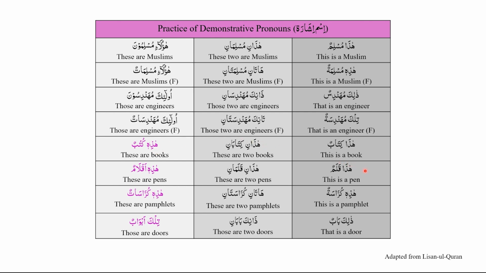Haza qalamun. This is a pen. Hazani qalamani. These are two pens. Hazihi aqlamun. These are pens. Hazihi kurrasatun. This is a pamphlet. Hatani kurrasatani. These are two pamphlets. Hazihi kurrasatun. These are pamphlets.